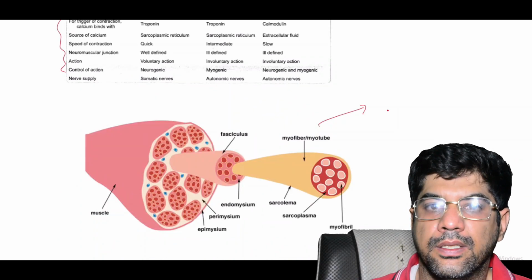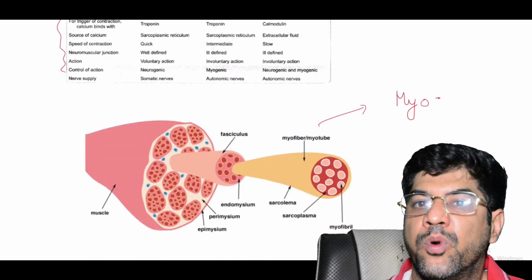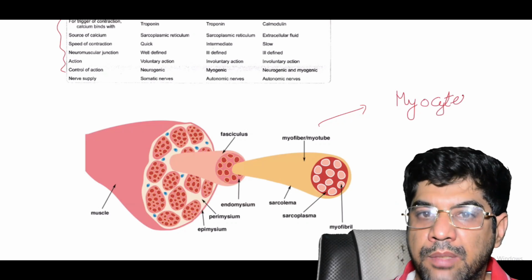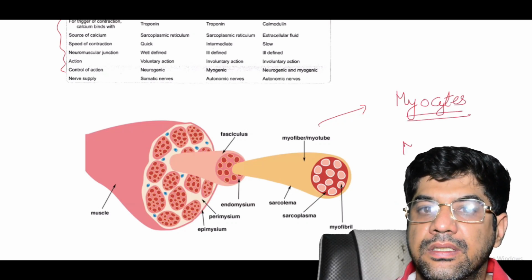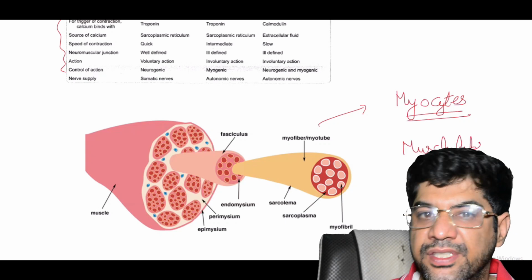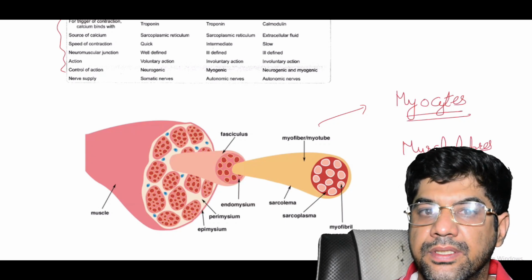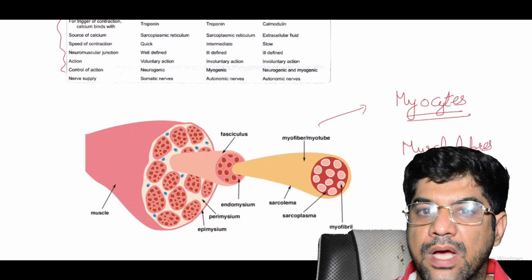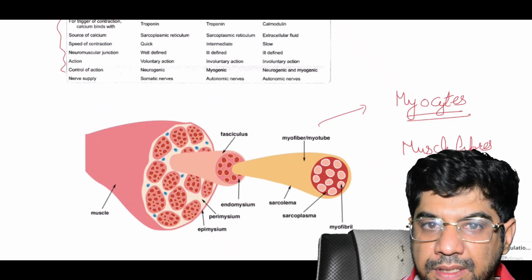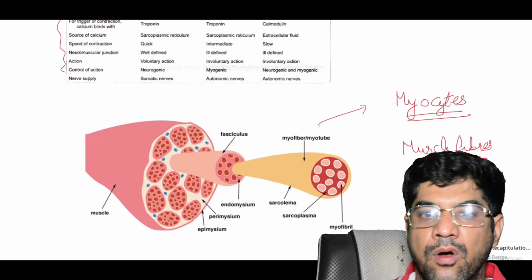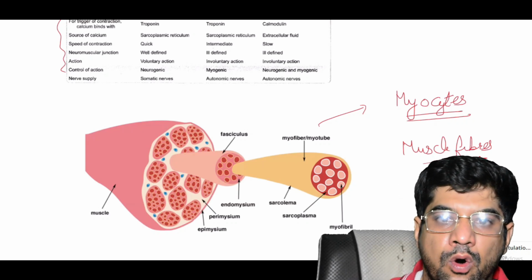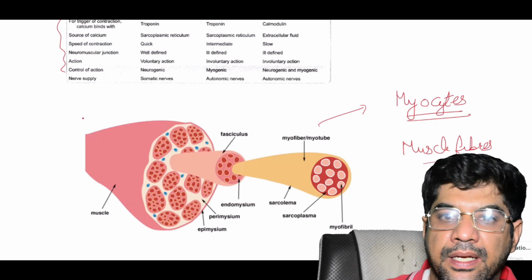Now remember that muscle mass is composed of a large number of individual muscle cells that are known as myocytes. These muscle cells are commonly known as muscle fibers because they are long and slender in appearance. So why are muscle cells called muscle fibers? Because they are long and slender in appearance.